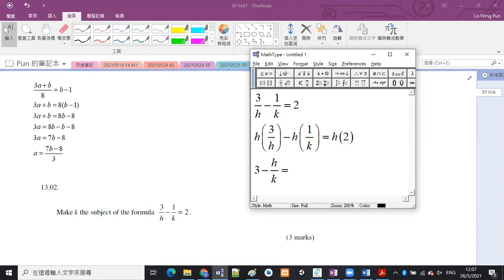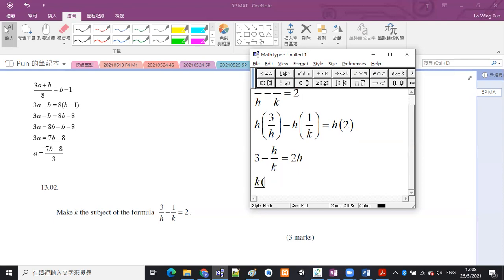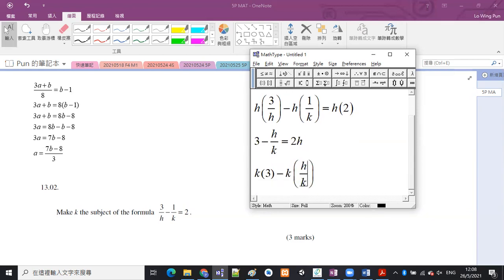For the right-hand side, we don't have any fraction. Just multiply the 2 numbers together. h times 2 will be just 2h. Okay? And then after the first round, we still have a fraction with denominator k. So I do the same thing again. Multiply all the terms by k. So k times 3 minus k times h over k. That's right, h over k. And then it's equal to k times 2h.